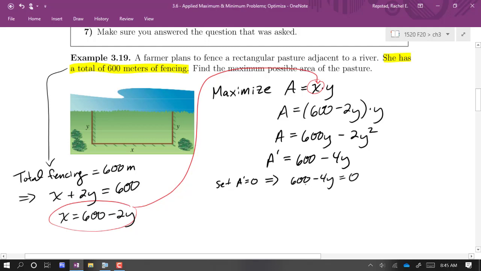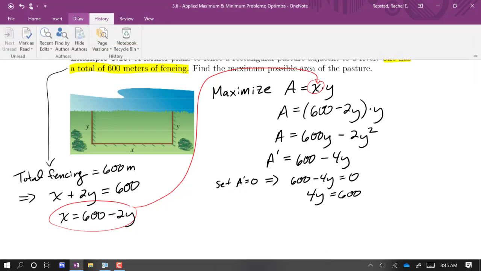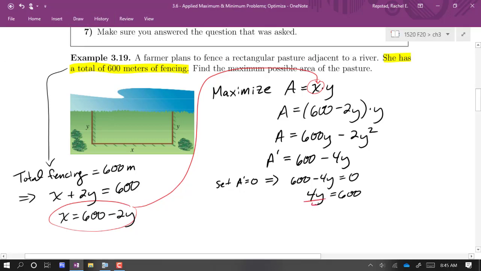Of course, that happens when 4y is equal to 600. And then if we divide both sides by 4, we get 150. So we found only one critical value here, right? There's only one value that makes the derivative 0. We hope it's something that'll give a maximum, but we do need to check still.